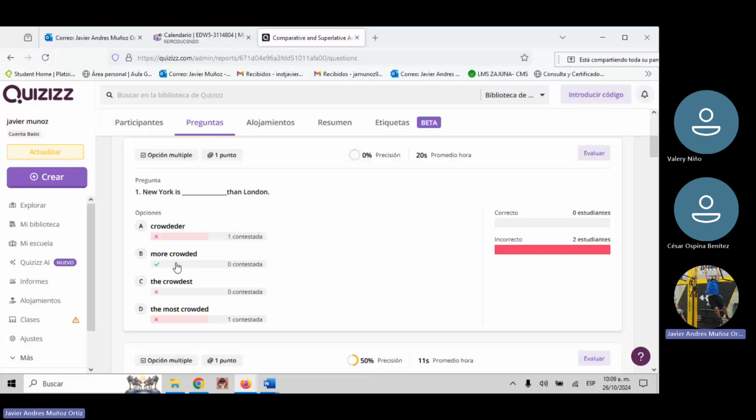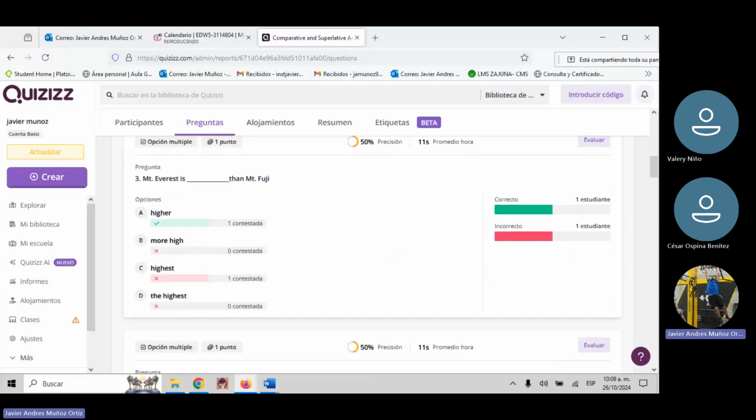So I mentioned before that sometimes these kinds of words are better to learn with experience. And yes, it's the comparative because we are comparing London and New York. Good. Next one, Mount Everest and Mount Fuji. In this case, we are comparing two mountains, so we are not comparing this mountain with all the mountains in the world. Therefore, we cannot use the superlative. The comparative is higher. Good.